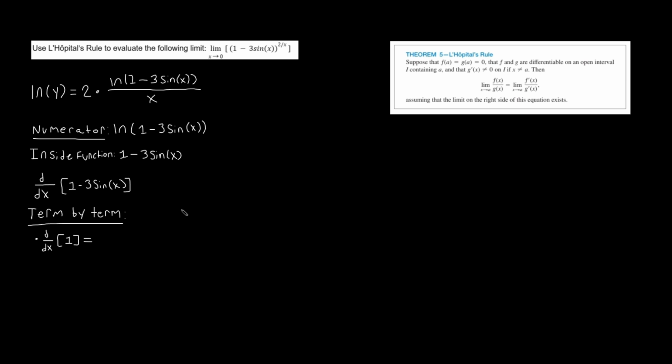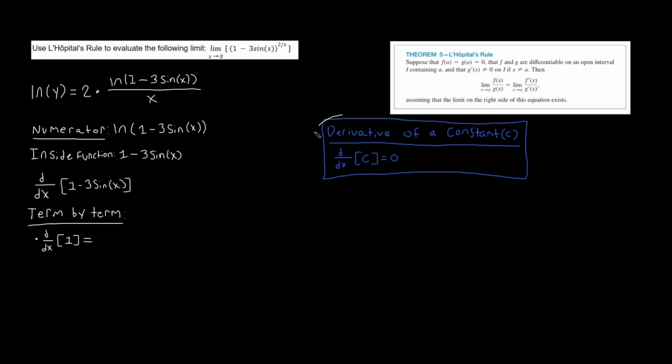Well, 1 is a constant, and there's a rule for taking the derivative of a constant. So here we see that the derivative of a constant is going to be 0. So the derivative of 1 is 0. Next up, we are going to take the derivative of negative 3 sine of x.